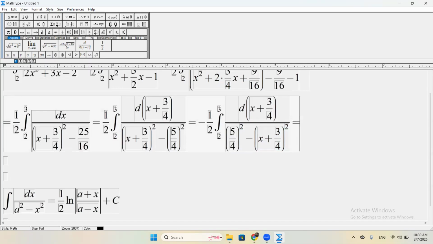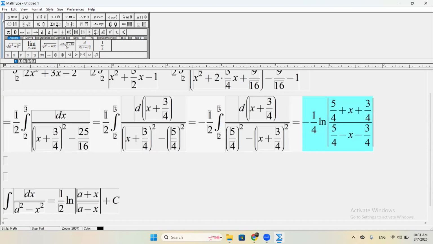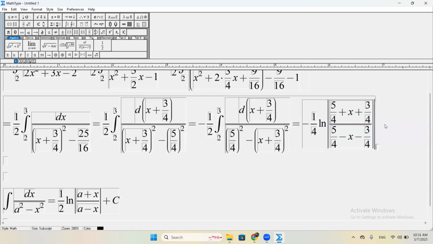And now we can write down the antiderivative. So 1 over 4 logarithm of this modulus: 5 over 4 plus x plus 3 over 4, and minus logarithm of, again, 5 over 4 minus x minus 3 over 4, and with the substitutions from 3 to 2, from 2 to 3.